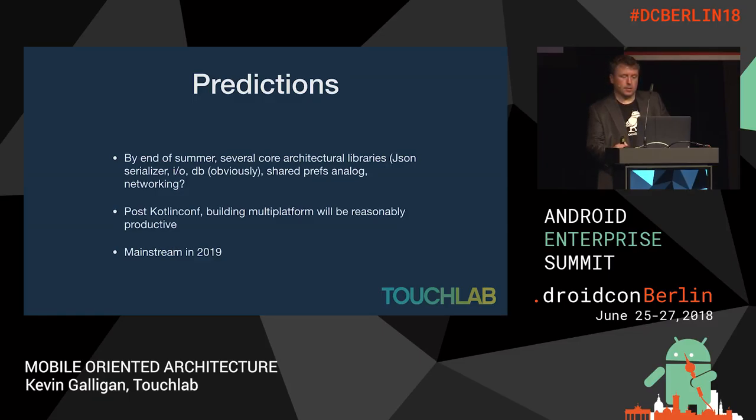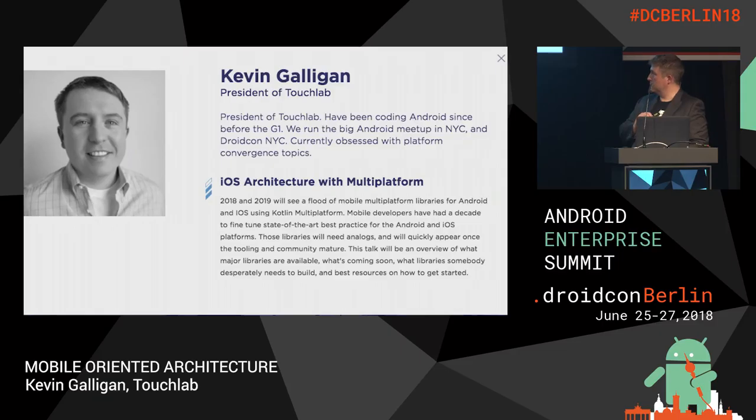By the end of the summer, I think several core architectural libraries necessary for mobile development on Kotlin multi-platform are going to be ready to go. And this slide's actually about a month old, so several of these things are already ready. Post-KotlinConf, building multi-platform will be reasonably productive. And I think early next year, it's going to be mainstream. I don't mean everyone's going to be using it, but you could, and it's not a risky thing, right? I'm also speaking at KotlinConf about this whole topic, so I'm super excited about that, and I'm just letting everyone know.